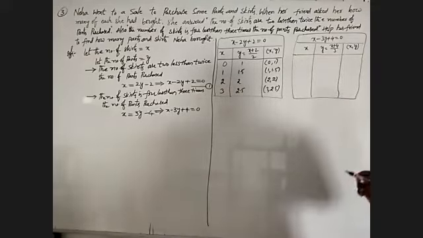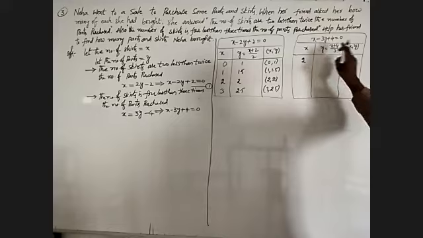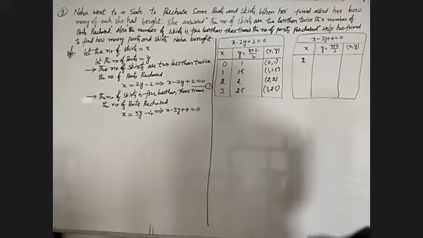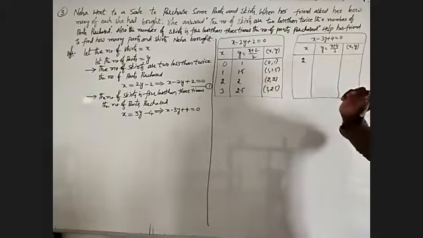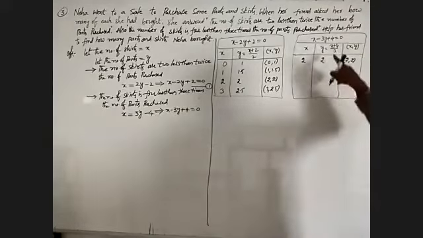I will take the next number. Let x is equal to 2. 2 plus 4 is equal to 6. 6 by 3 is equal to 2. That the given value is 2 comma 2.